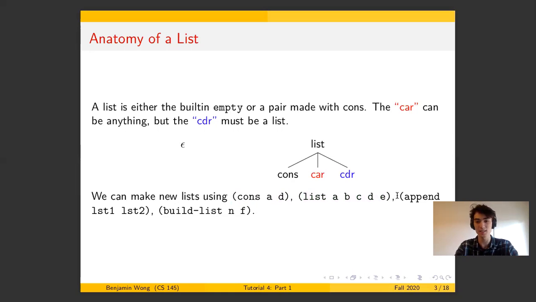Append is a function that takes two lists and glues them together. And build list is one that you've looked at in lecture, and it's a really fun one because it builds the list containing 0 through n-1 and applies the function f to each of those numbers.